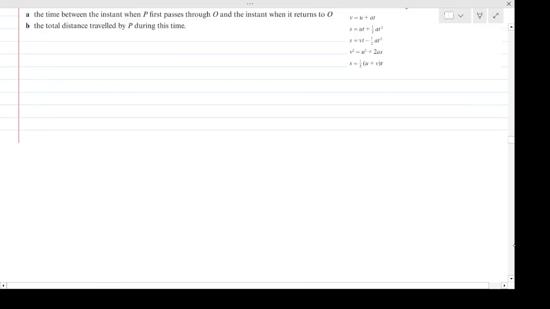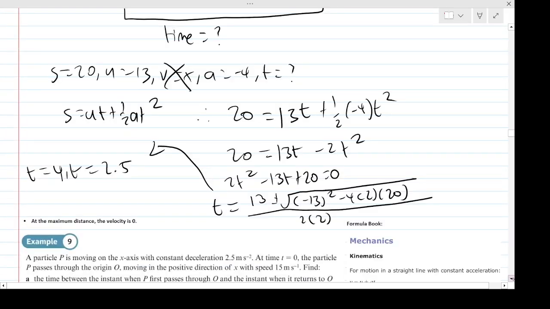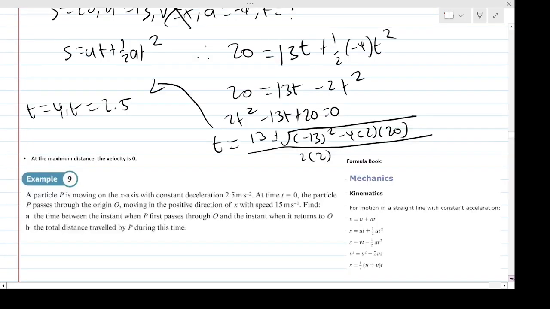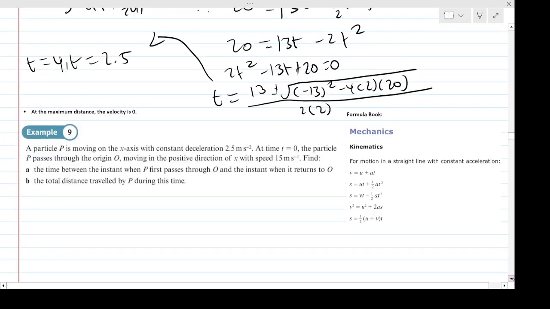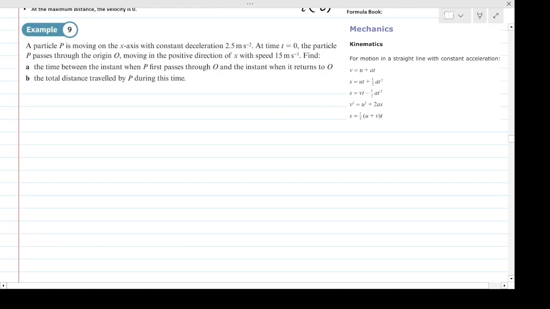Okay, with that in mind, we're going to look at this question, which kind of builds on this a bit further. Right, so in this scenario, we are told a particle is moving on the x-axis. Again, with the x-axis, it's just being fancy for a straight line, essentially. Okay, x-axis is like a straight line, right?